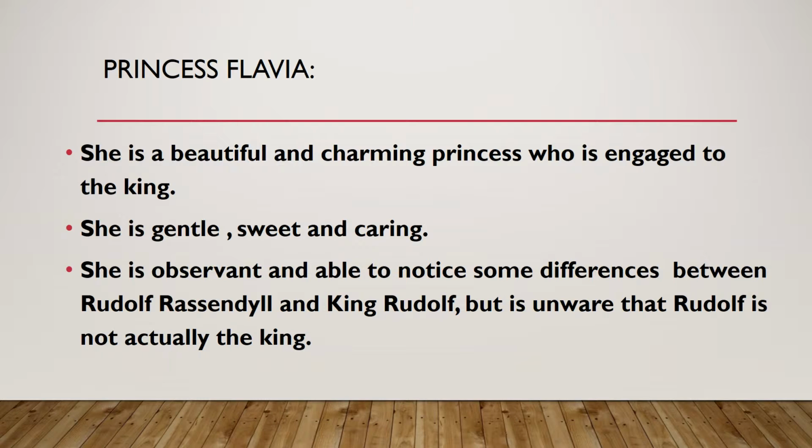Something about Princess Flavia personally. She is a beautiful and charming princess who is engaged to the king. She is gentle, sweet, and caring. She is observant and able to note some differences between Rudolf Rassendyll and King Rudolf, but is unaware that Rudolf is not actually the king.